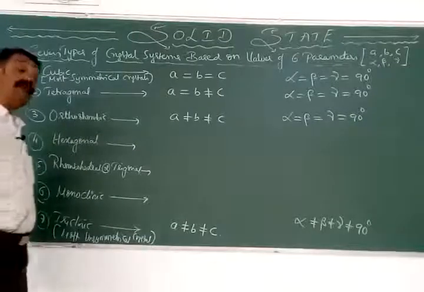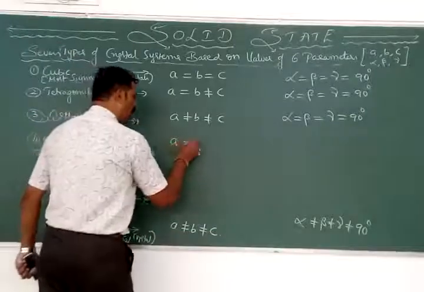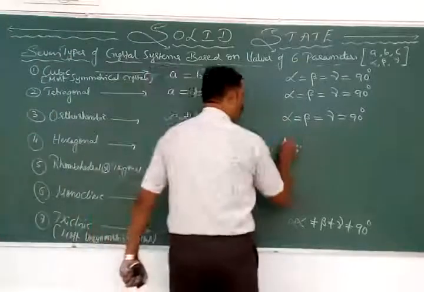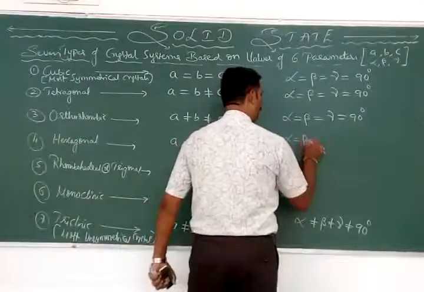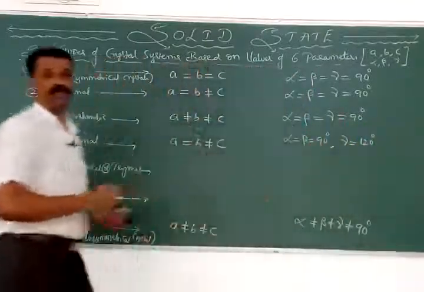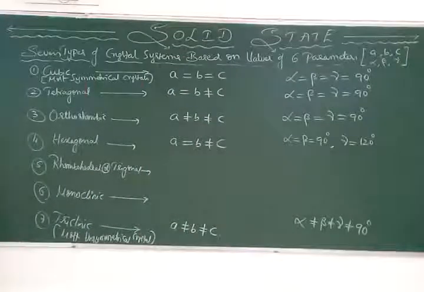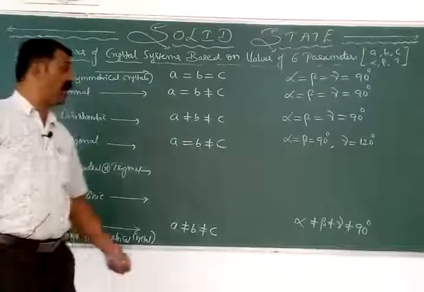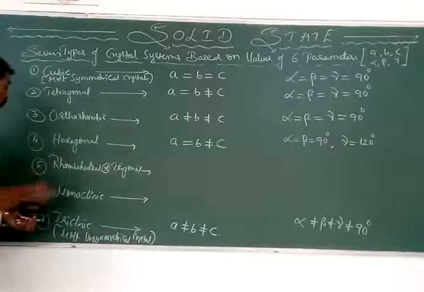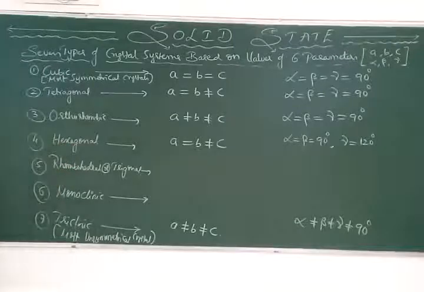Now, hexagonal. A is equal to b but not equal to c. Alpha is equal to beta is equal to 90 degrees, but gamma is equal to, for example, 120 degrees. What's the meaning of that? Here two sides are equal compared to the third, and two angles are 90 degrees, but the third angle is not 90, it is 120. That refers to which one? Hexagonal. Okay, so let's move on to the rhombohedral.